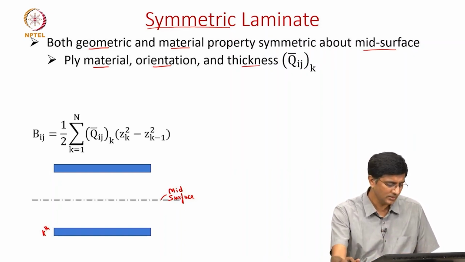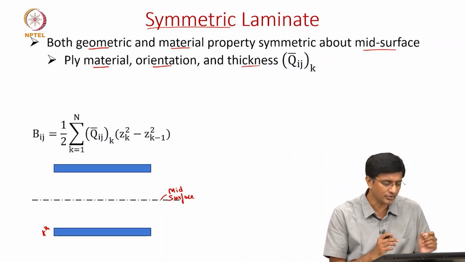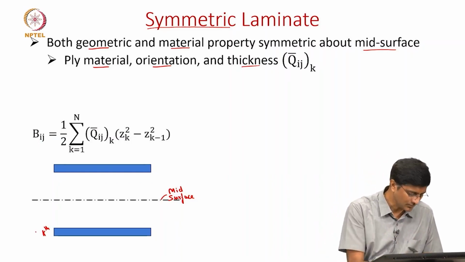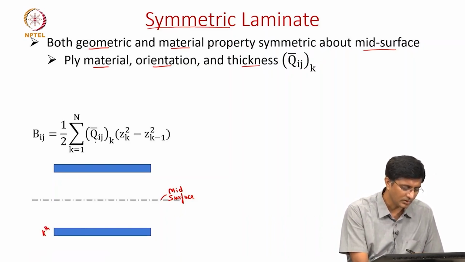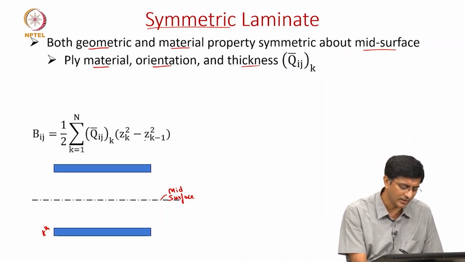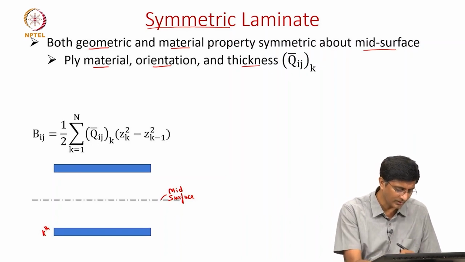Now let's see how the A, B, D matrices change. So we'll focus on the B matrix because here we notice a great deal of simplicity. So let's focus on this formula. We said Bij is half times the summation of layers going from 1 to n of the components of the transformed stiffness matrix times Zk square minus Zk minus 1 square. So let's focus on how we write these terms.